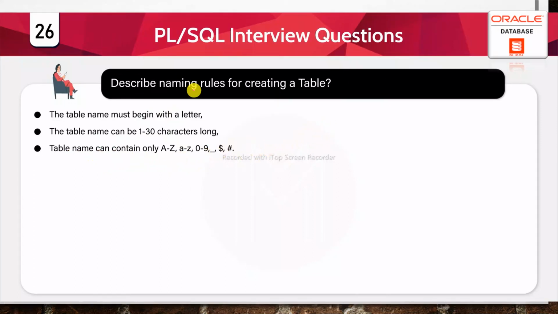Then question number 26, describe the naming rules for creating the table. So what are the rules? The table name must begin with a letter. A table name can be 1 to 30 characters long. A table name can contain capital A to Z, small a to z, 0 to 9 digits, or underscore, dollar, or hash. So these special characters are allowed in the table name.